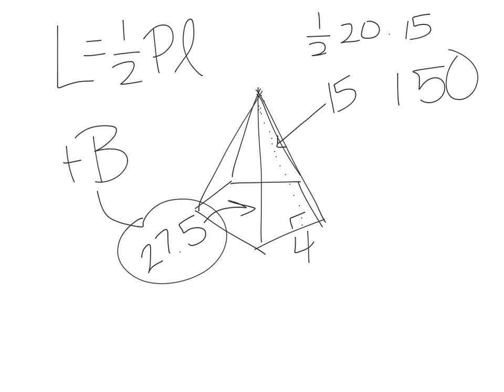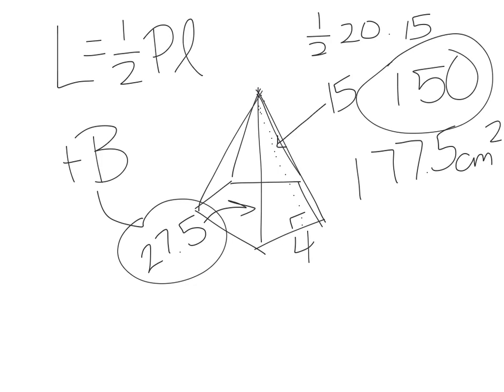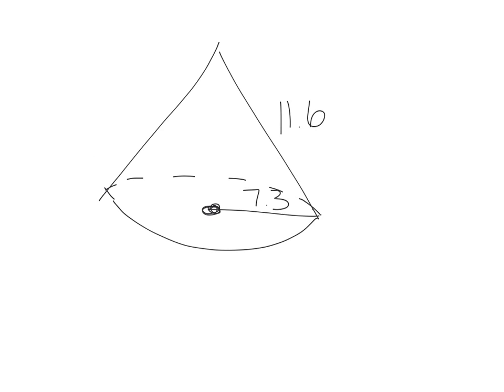That would be the lateral surface area. So just the lateral surface area, 150. And then you add to that 27.5, and you get 177.5 centimeters squared. That is the total surface area.